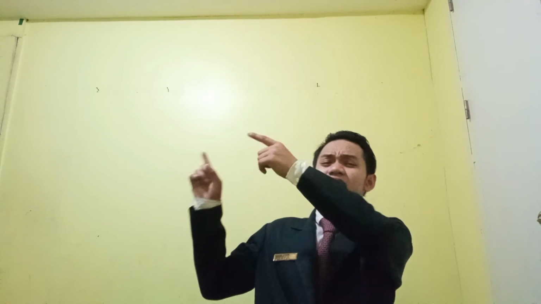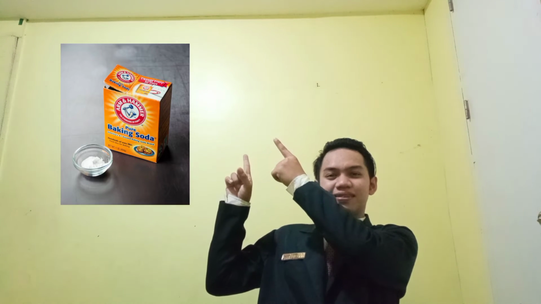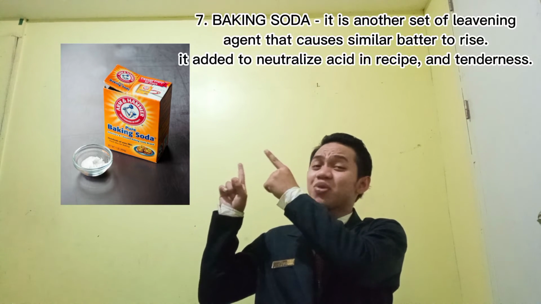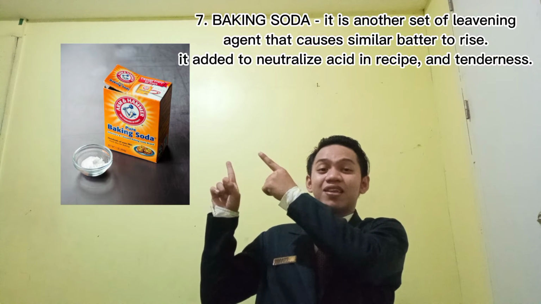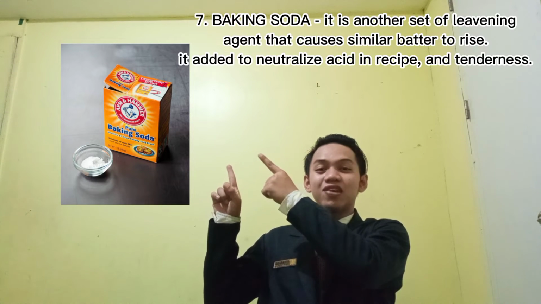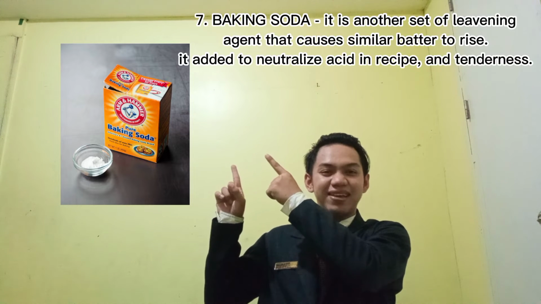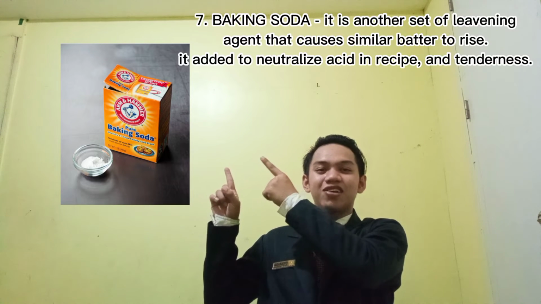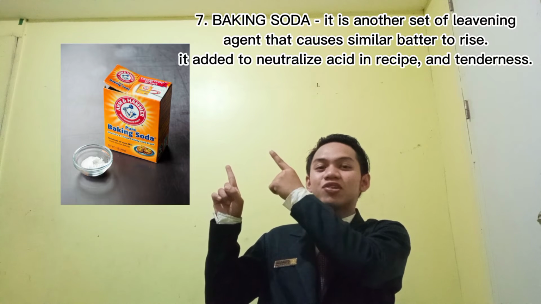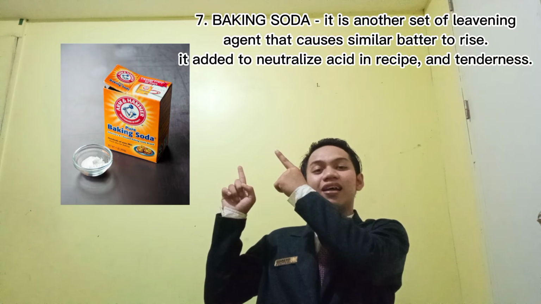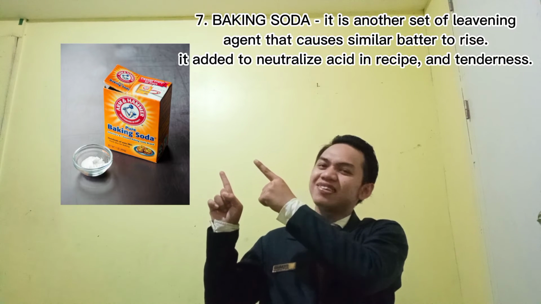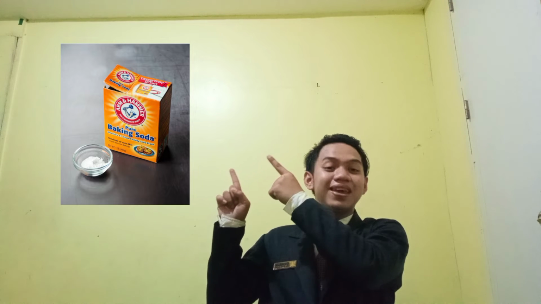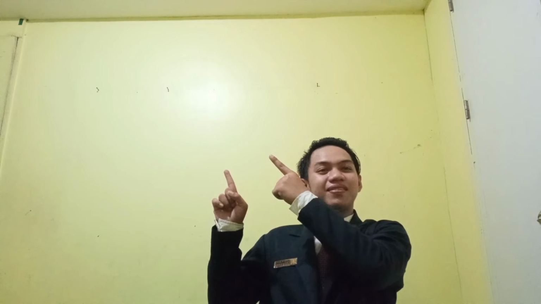What do you call this one? This is called baking soda. It's similar to baking powder, but baking soda is another kind of leavening agent that causes batter to rise when baked. When used in conjunction with baking powder, baking soda is added to neutralize acids in the recipe. It adds tenderness and contributes to leavening.